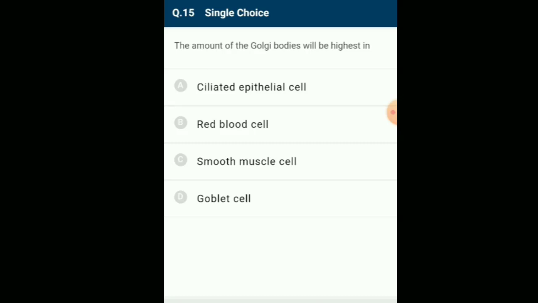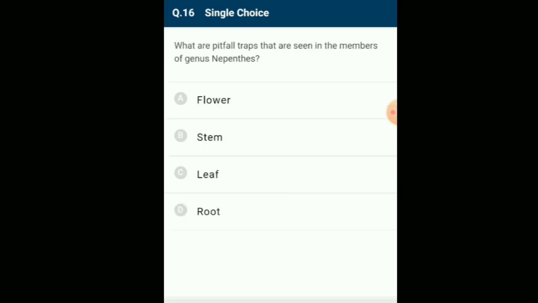Question number 15. The amount of Golgi bodies will be highest in goblet cells, being secretory in function, which have more amount of Golgi bodies and vacuoles as compared to other cells from the options. Golgi bodies are involved in packaging of proteins. The answer for this question is option D, goblet cells.